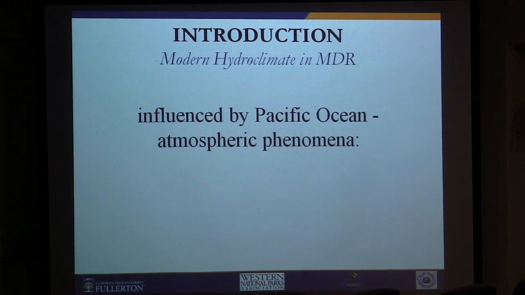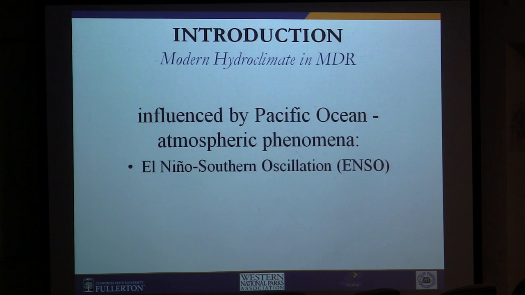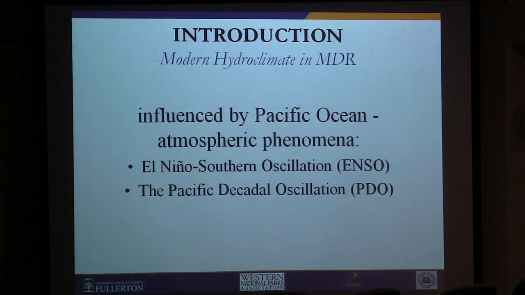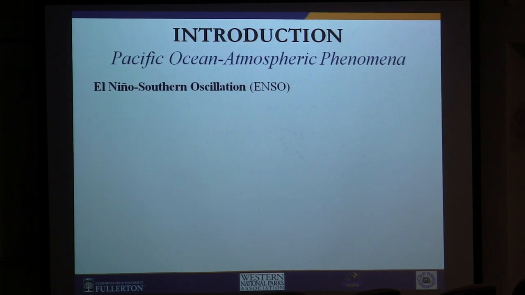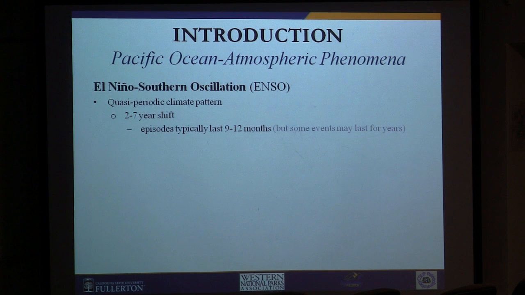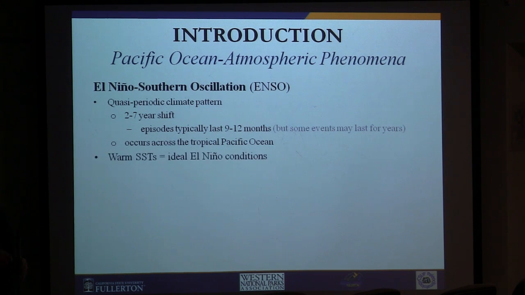So basically the modern hydroclimate of the Mojave Desert region is influenced by Pacific Ocean atmospheric phenomena, specifically the El Nino Southern Oscillation, the ENSO again, and the Pacific Decadal Oscillation. The El Nino Southern Oscillation is defined as a quasi-periodic climate pattern. It has a 2 to 7 year shift, and it typically lasts 9 to 12 months. This is occurring across the tropical Pacific Ocean.